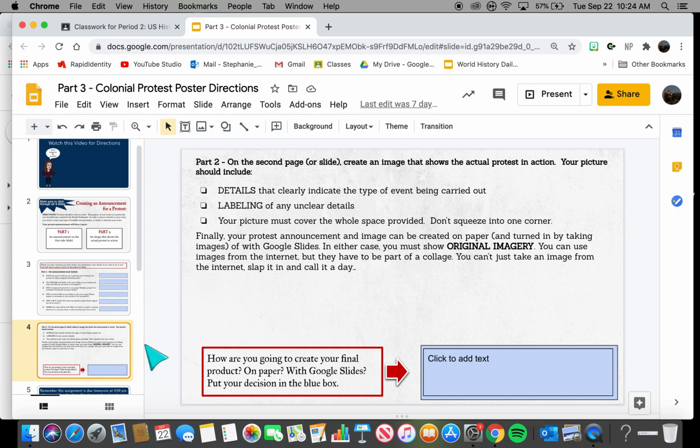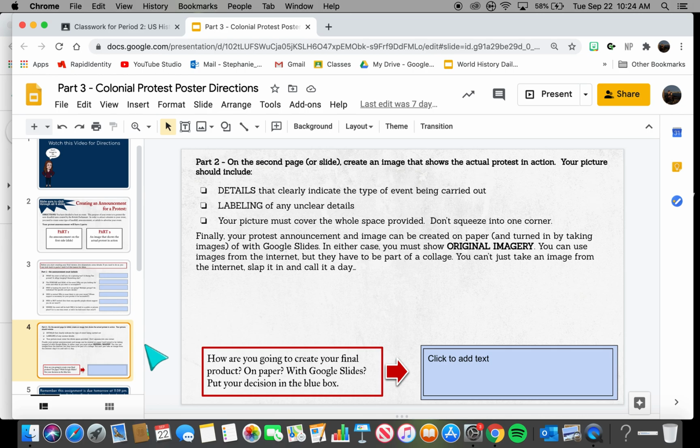Finally, your protest announcement and image can be created on paper and turned in by taking images with Google Slides. It's like what you did with the comic thing. You just take your iPad, you draw it out on paper, and then you insert it into the slide. I'm going to attach the video from last time of how to do that so you guys can understand how to do that in your actual Google Slides.